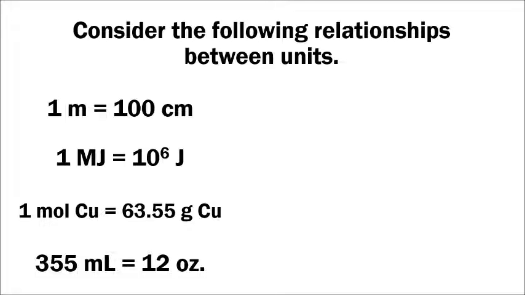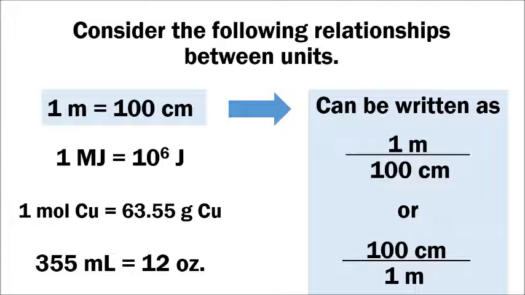Now all of these have relationships between two different units, and you can write a conversion factor in two different ways. For example, for 100 centimeters equal to 1 meter, you can either put 1 meter on top and 100 centimeters on the bottom, or you can flip that ratio upside down, and it still means the same thing. So the question is, when do you need to put centimeters on the bottom, or when do you have to put centimeters on the top? It just depends on the conversion factor that you need and what units you're trying to cancel out.